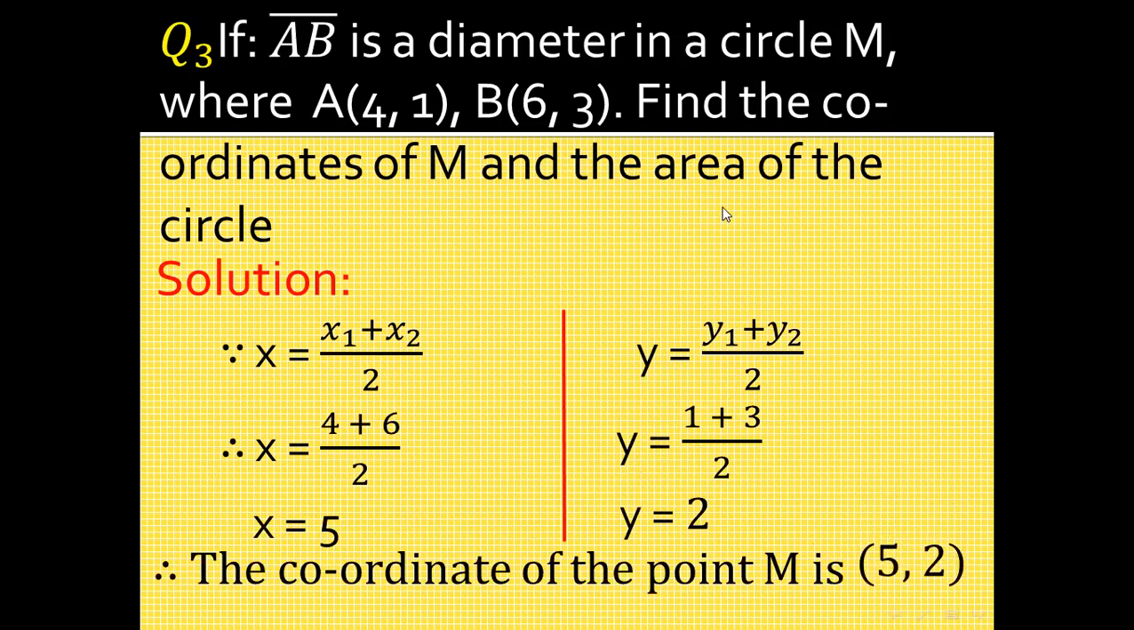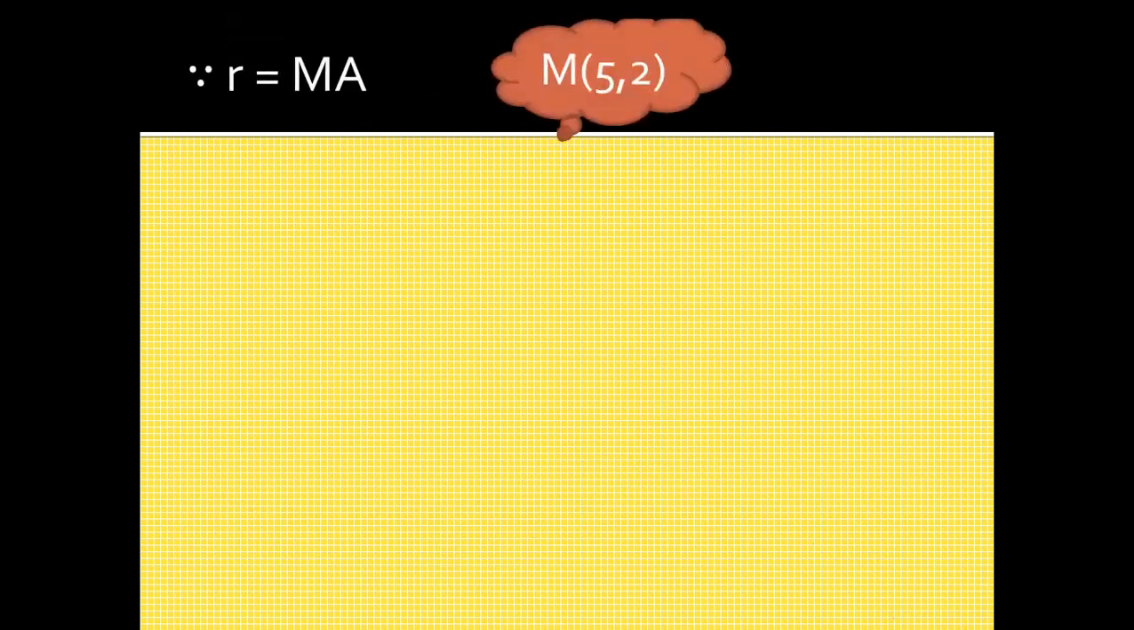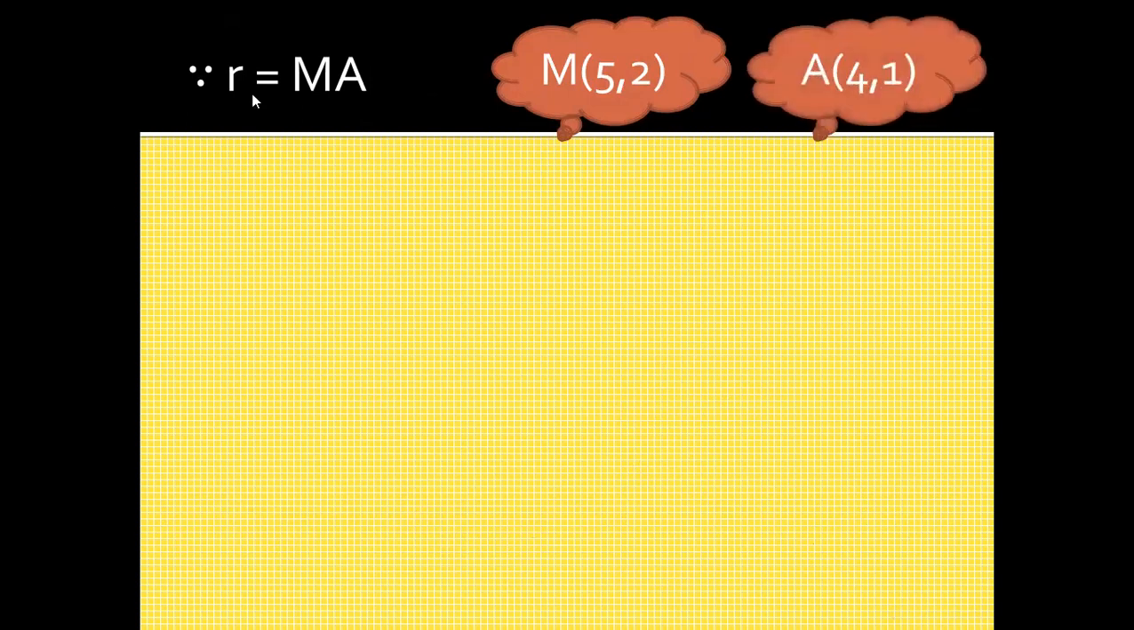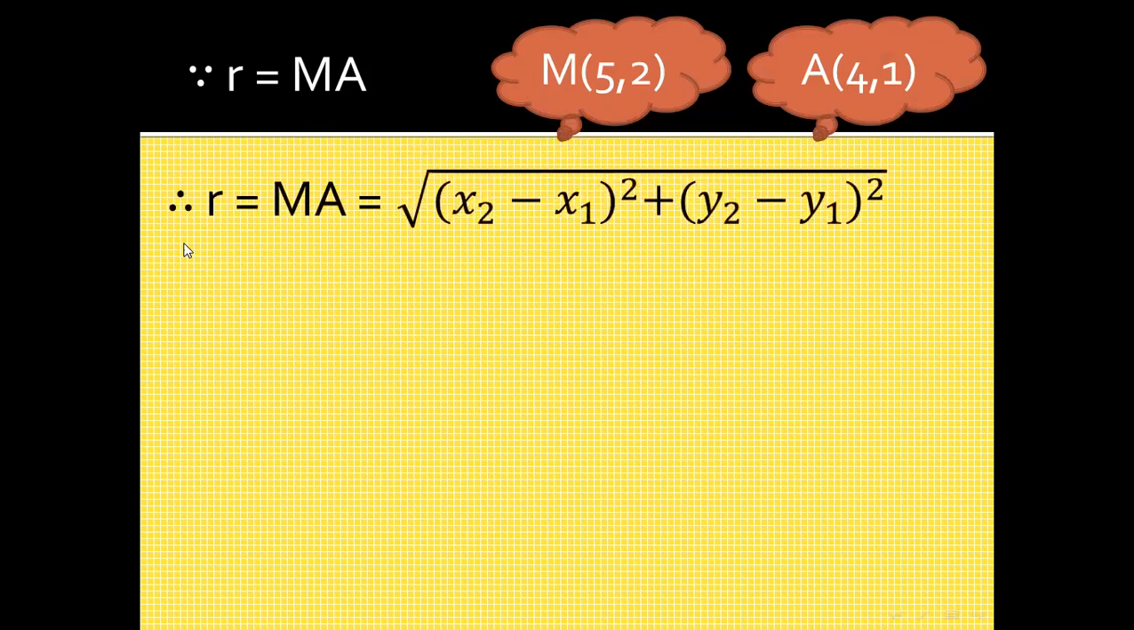And he asked me to find the area of the circle. The area of the circle equals pi r squared. And we find that r equals MA, this is the radius, so we need r squared. Then I must find the length of the radius, which equals MA. MA equals, as we studied in the first lesson in geometry, how can I find the distance between two points?